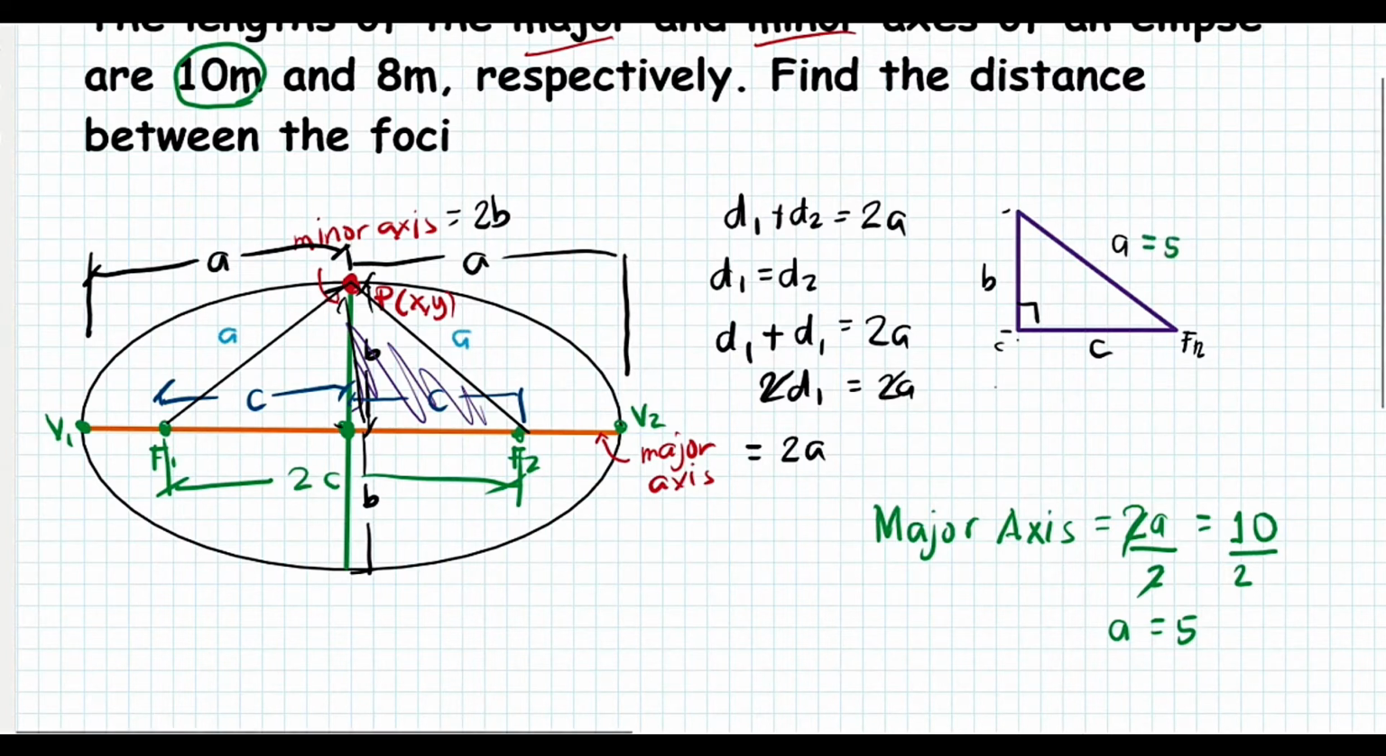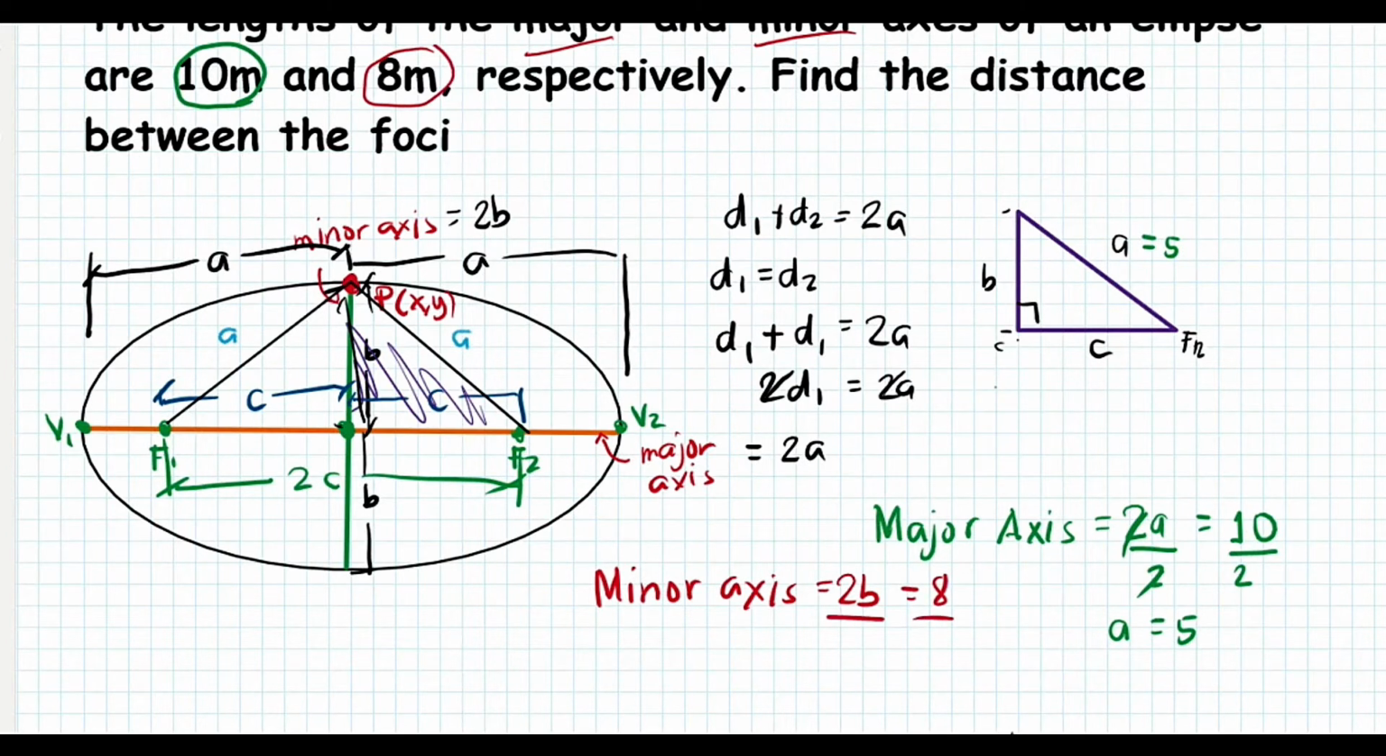So, meron din po akong given na minor axis. Ayan, sinabi dyan. Your minor axis is equal to 2B. And you also have a given na 8 meters daw yung minor axis mo. So, lagay natin 8 dito. I just need to divide 2. And 2 here, cancel. So, B will be equal to 4. So, etong B, equal po siya sa 4.